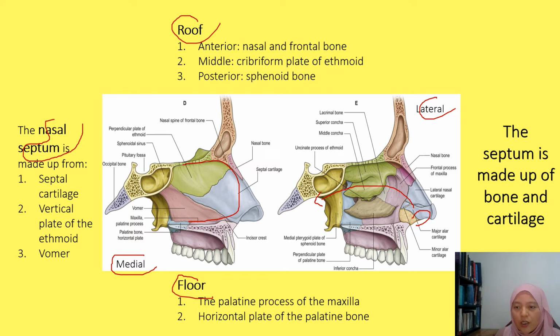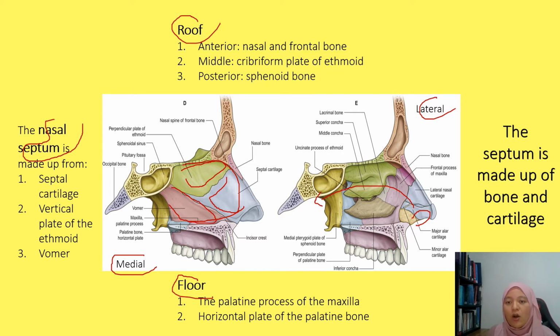First, we're going to talk about the nasal septum, or the medial wall of the nasal cavity. It is made from the cartilage, the perpendicular plate of the ethmoid bone here, and your vomer. This is your medial wall, or the septum. So basically, it's a combination of cartilage and bones. And this is your lateral wall.